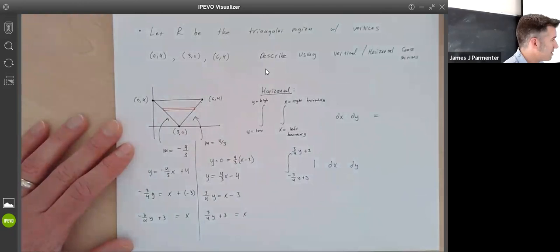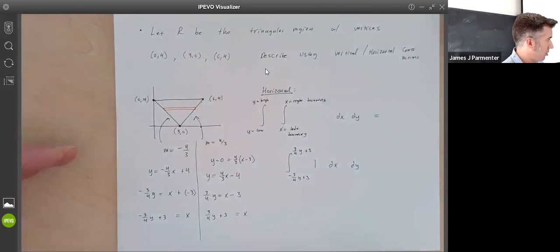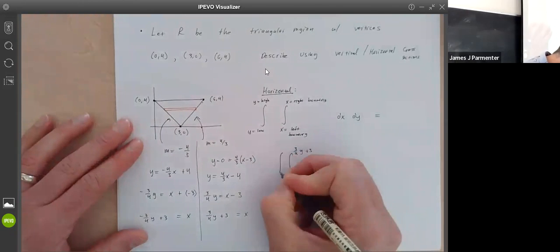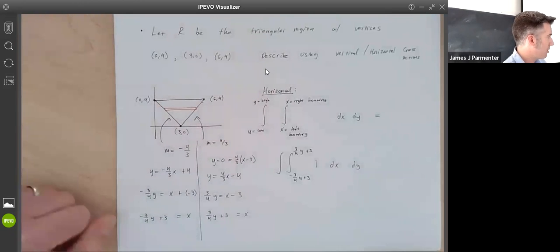And then the y limits are really not terrible to look at. If you look at that region, how low does that red strip go?